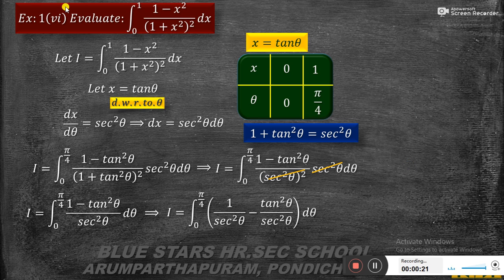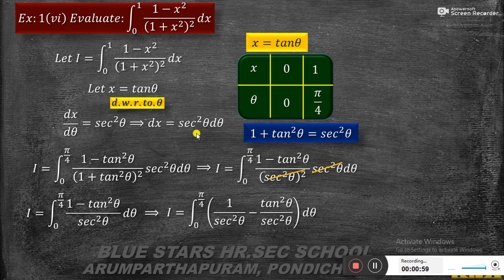Now we evaluate the integral from 0 to 1 of (1 minus x square) by (1 plus x square) whole square dx. So I write the given integral I equal to integral 0 to 1 of (1 minus x square) by (1 plus x square) whole square dx. Here I substitute x equal to tan theta. So x equal to tan theta means dx by d theta equal to the differentiation of tan theta, which is secant square theta. Therefore dx equal to secant square theta d theta.